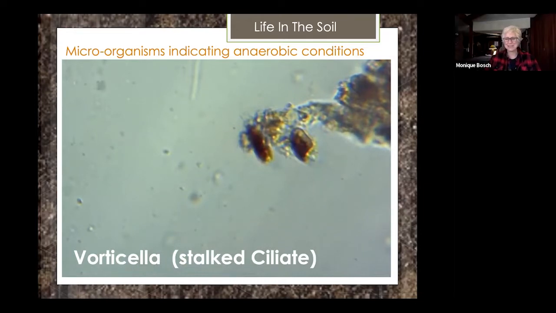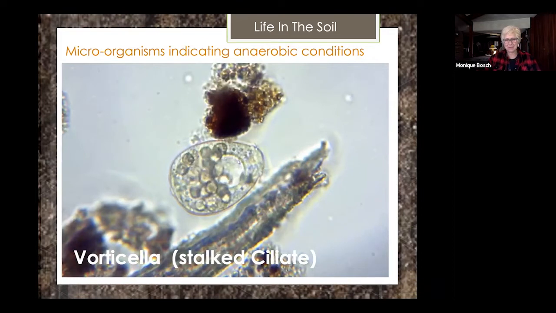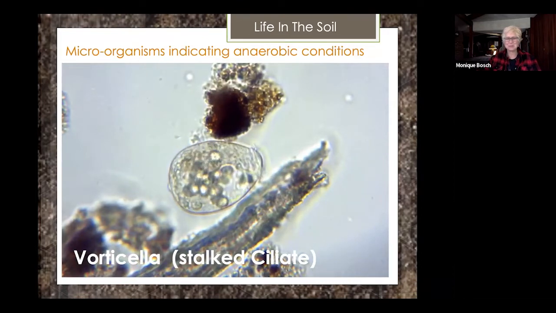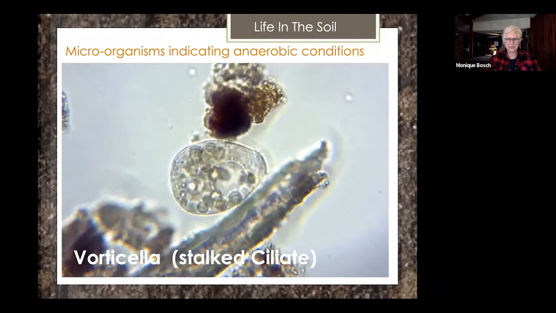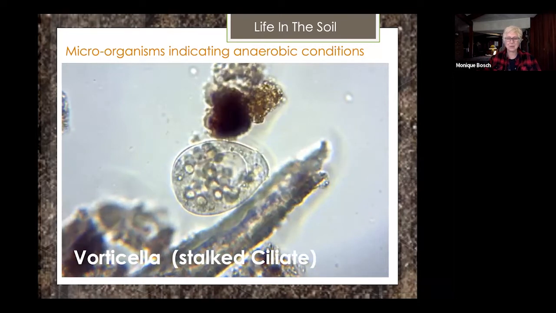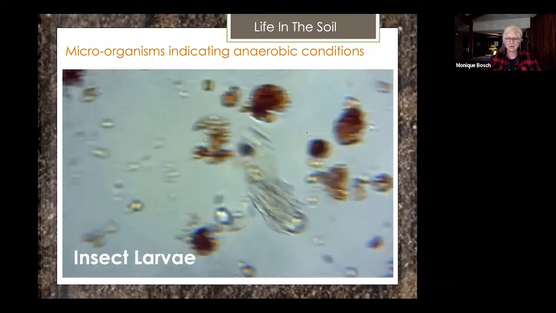Anyway, we lost our ciliate, but I found him later stuck between this aggregate and organic matter, still revolving around full of bacteria. So I just think that's a beautiful sight. Although it does indicate our anaerobic conditions, as does this guy. This is an insect larvae.